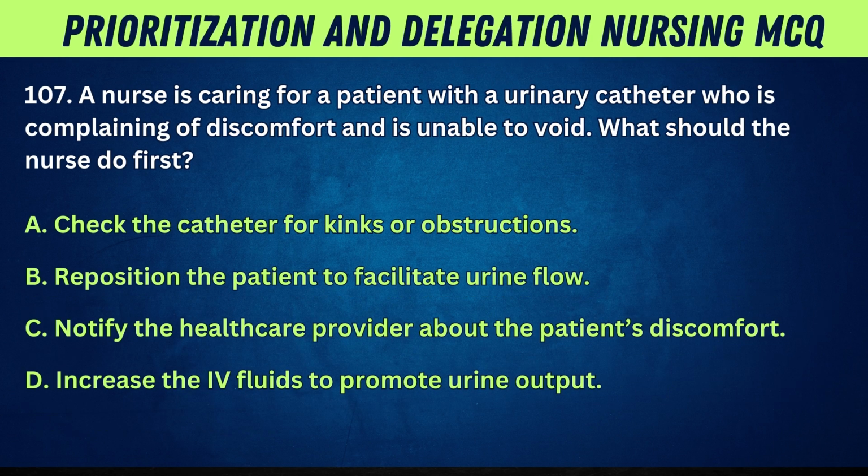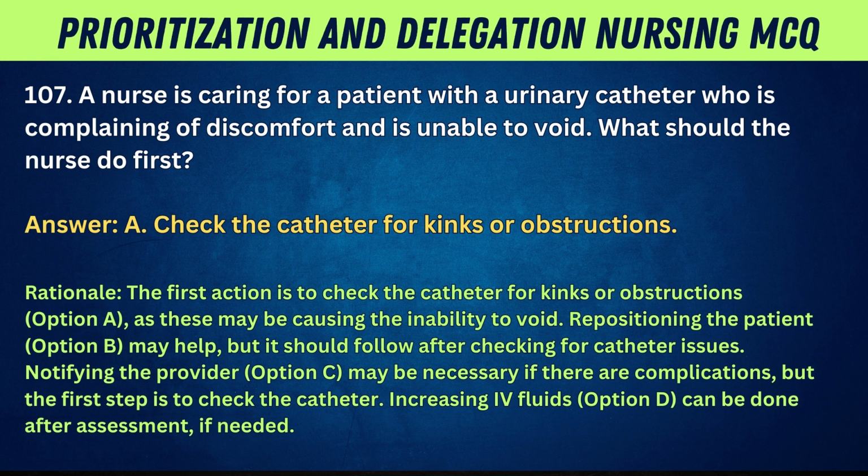107. A nurse is caring for a patient with a urinary catheter who is complaining of discomfort and is unable to void. What should the nurse do first? A. Check the catheter for kinks or obstructions. B. Reposition the patient to facilitate urine flow. C. Notify the healthcare provider about the patient's discomfort. D. Increase the fluids to promote urine output. Answer. A. Check the catheter for kinks or obstructions.